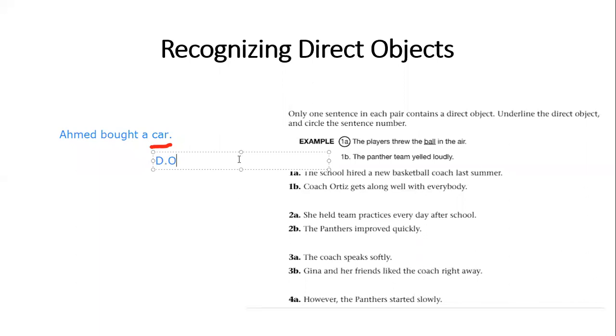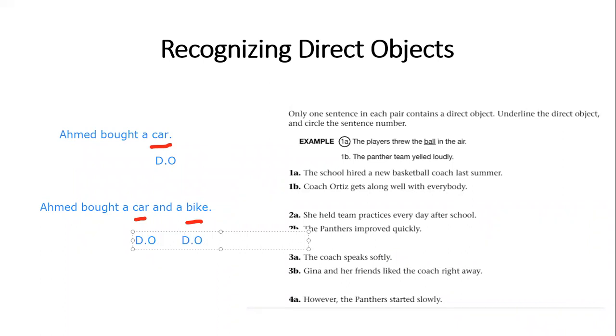Nice. The direct object can be compound. For example, Ahmed bought a car and a bike. So do we have a compound here? Yes, we're having compound direct objects. What are they? We're having car and bike. So both of them are DO. This is DO, and this one also is a DO, direct object. Clear? Amazing. Fine, and they come after, of course, the action verb, which is bought.